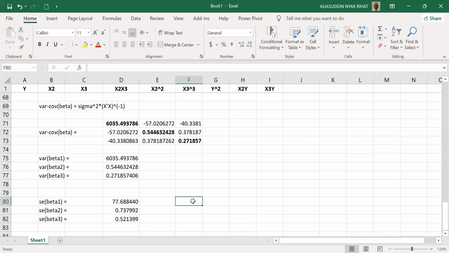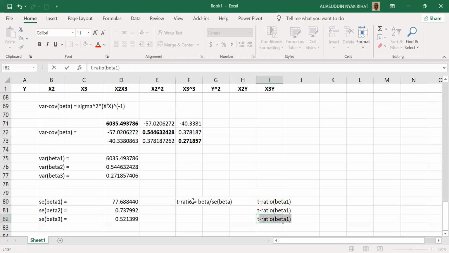If you want to calculate the T ratio, the statistic is equal to beta over standard error of beta. This means we have here the T ratio for beta 1, the ratio for beta 2, and the ratio for beta 3.